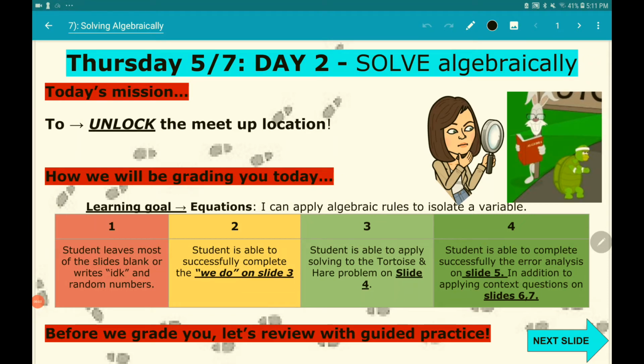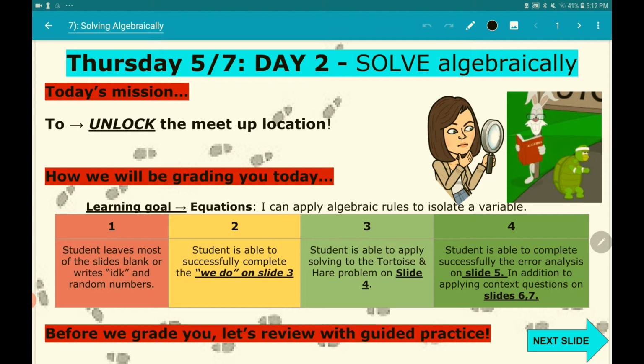I'm going to explain day 2, today's task. Solve algebraically. So our mission is to unlock the meetup location of the tortoise and the hare. How will we be grading you today? So it's a different learning goal today. Today's learning goal is equations. I can apply algebraic rules to isolate a variable.